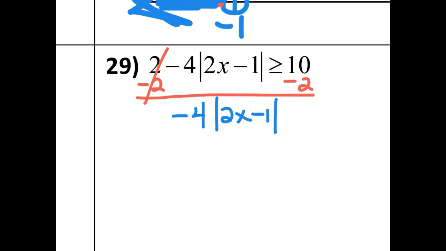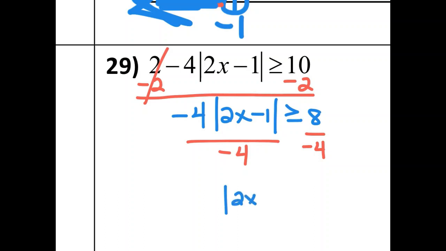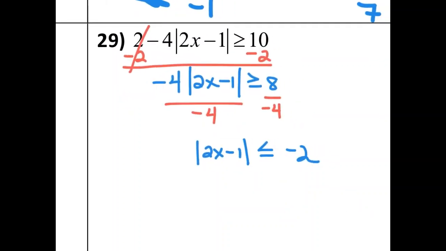And then we're subtracting, so 10 minus 2 is 8. So now you've got -4 times the absolute value of 2x minus 1, which is greater than or equal to 8. Now I'm going to divide by -4 on both sides. And I get the absolute value of 2x minus 1 is less than or equal to -2. Make sure that you understand why the greater than becomes a less than when you're dividing by a negative.